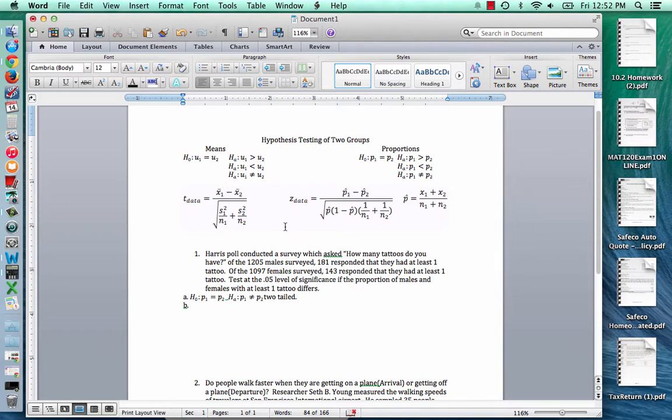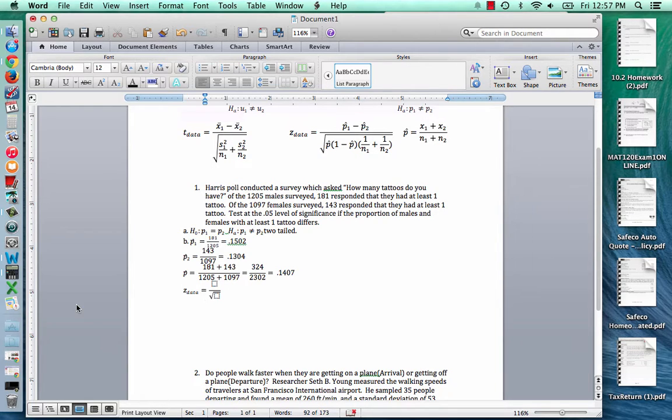So I'm going to have to compute the three p-hats, the p1 hat, the p2 hat, and the general p-hat. Now, since males came first, my males are going to be group 1 and my females are going to be group 2. So my p1 hat is going to be the 181 over the 1205. So I'm going to start typing this in. I'm going to pause the video again and it'll all just show up here in a second.